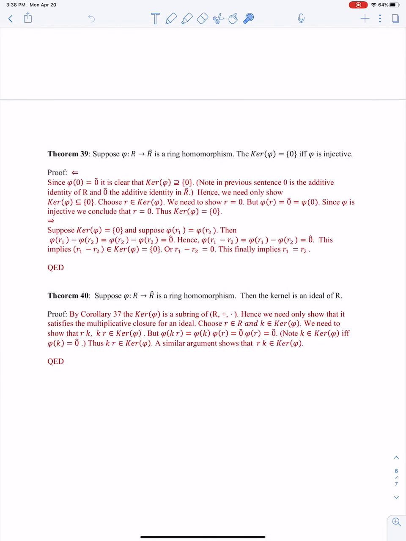All right, let's go on to theorem 39. Suppose I have a ring homomorphism phi. Then the kernel of phi, which by the way I have just said is a subring of R, is equal to 0 if and only if phi is injective. So let's see how that goes.